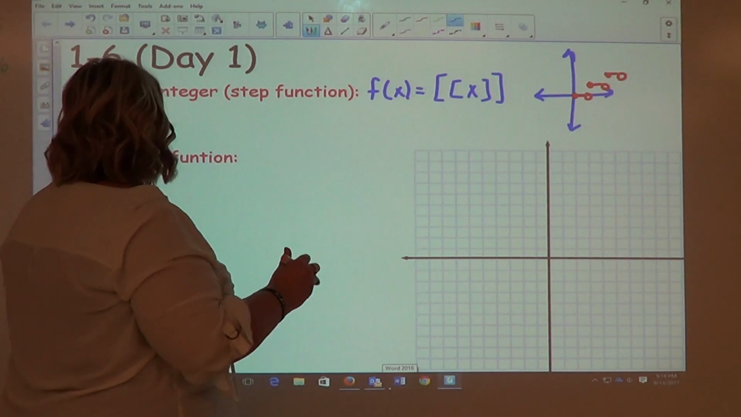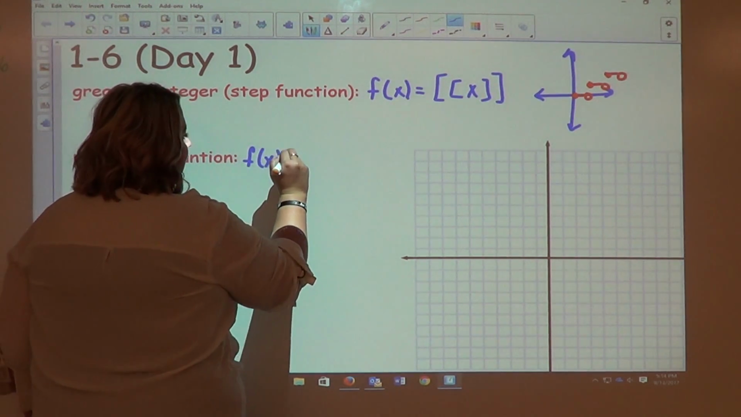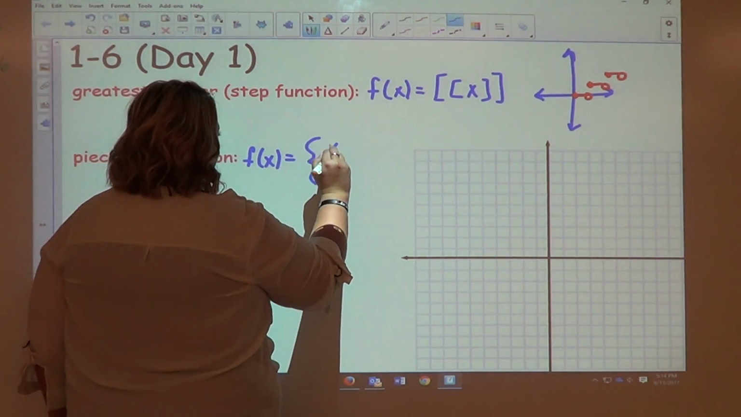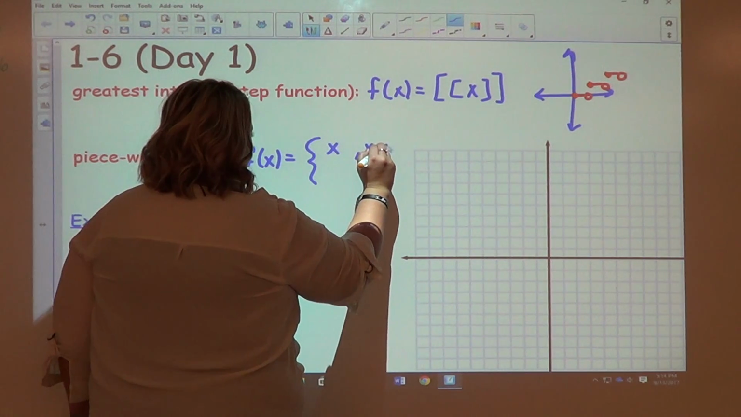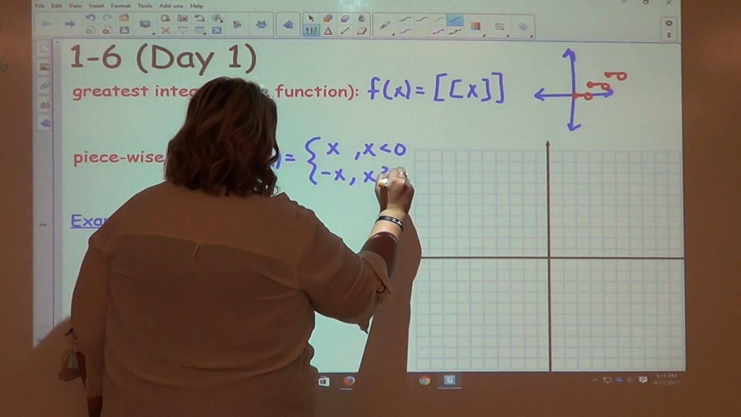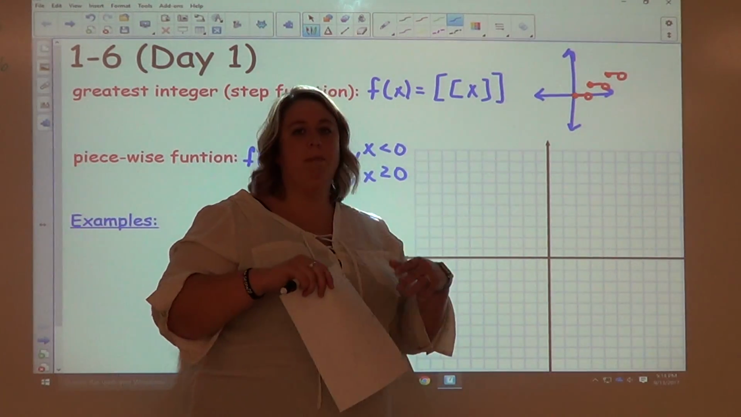Your piecewise function is any time you have multiple parts going on. So let's say I have x if x is less than 0, negative x if x is greater than or equal to 0. This would be a piecewise function when you have more than one part going on.